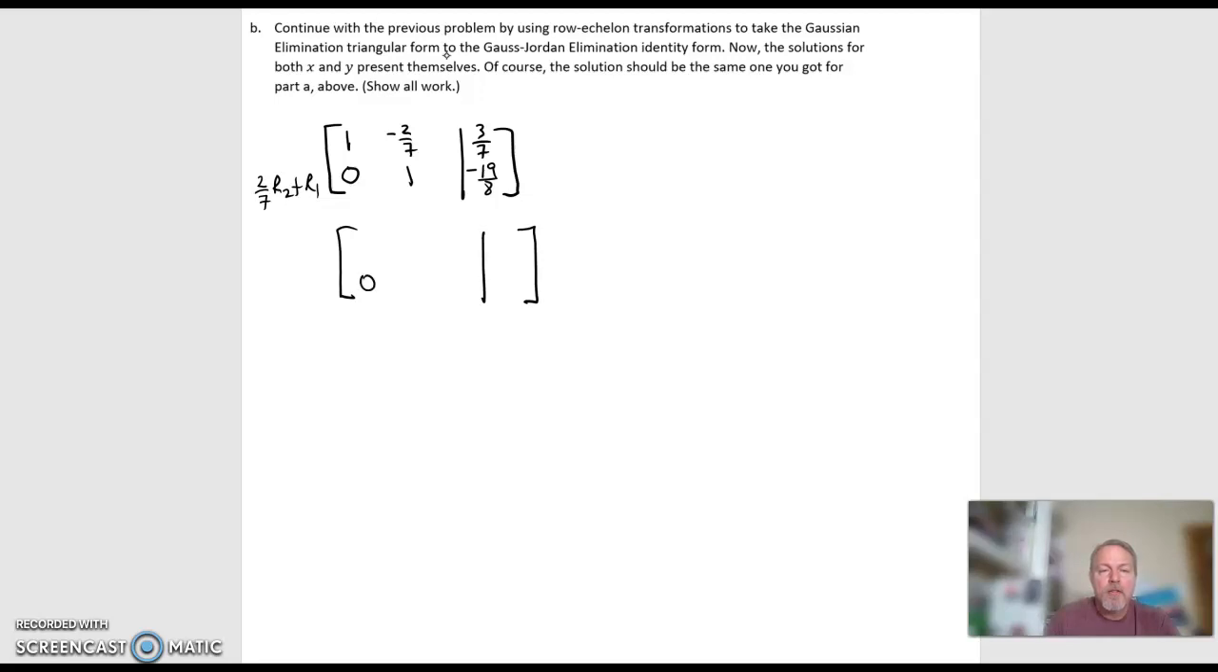Row 2 stays 0, 1, and negative 19/8. And row 1 now becomes 2/7 times 0 is 0, plus 1 is still 1. I didn't want to change that. 2/7 times 1 is 2/7, plus negative 2/7 is 0. 2/7 times negative 19/8, let's just write that over here so you can see it. 2/7 times negative 19/8, and I'm adding that to 3/7.